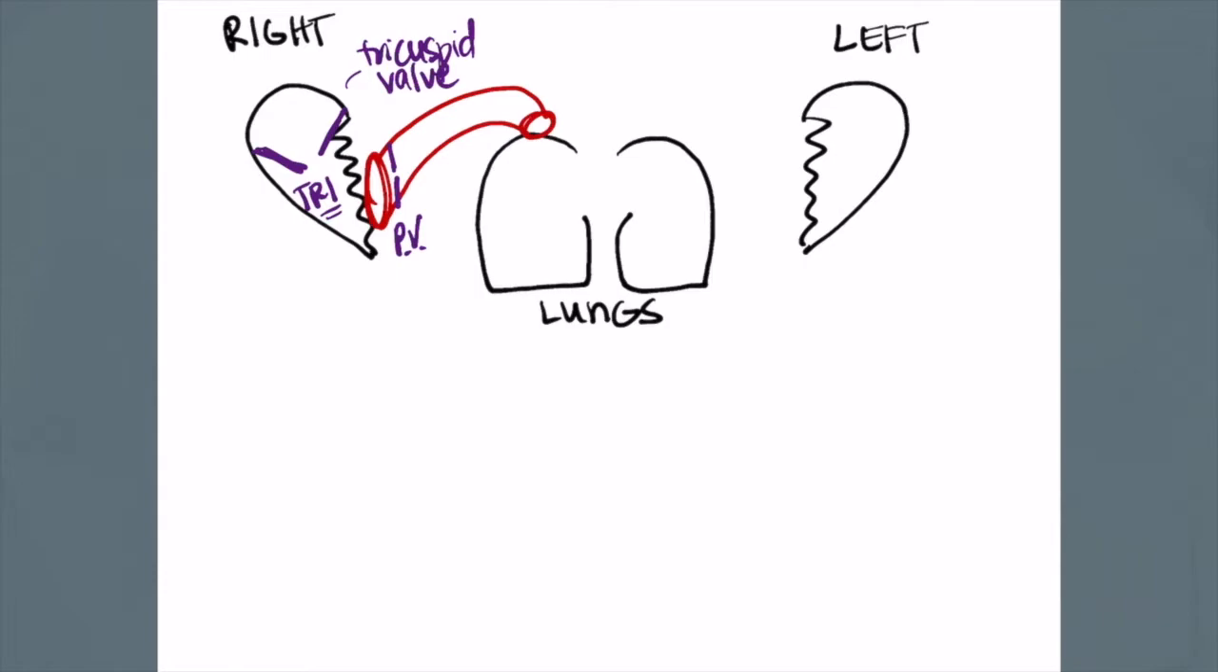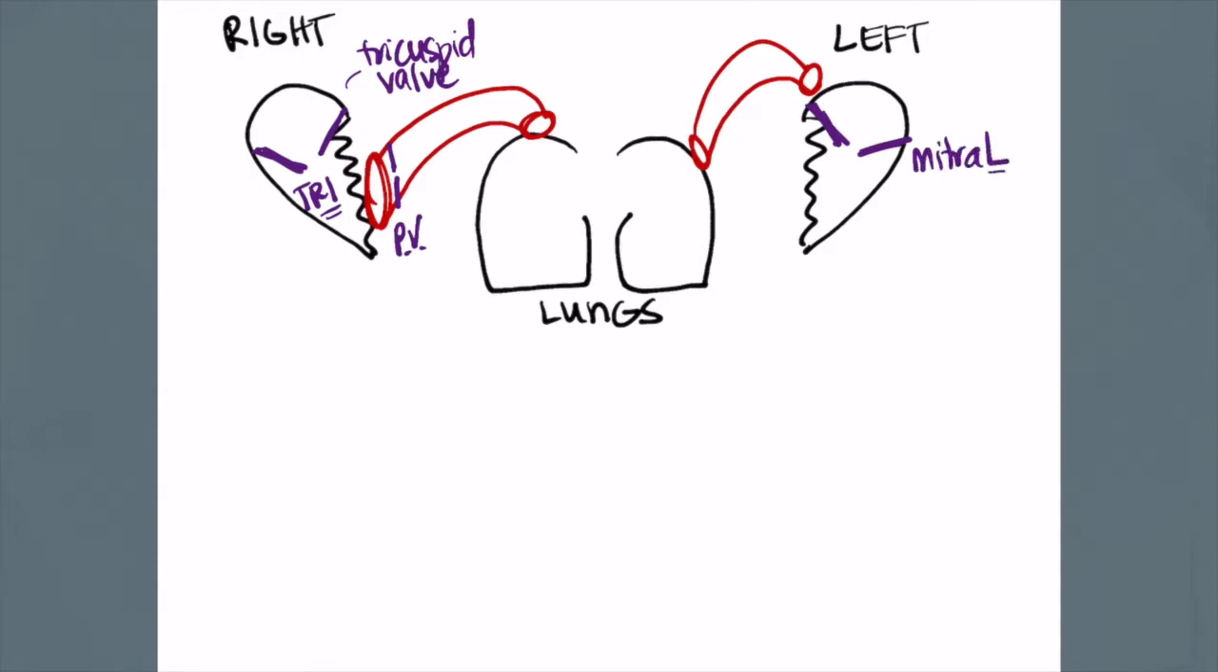So blood will go all the way through the lungs. This is, again, very not anatomically correct. And it would leave the pulmonary vein to go into the left side of the heart. The left side of the heart is separated, right, into the atria and the ventricle by the mitral valve.